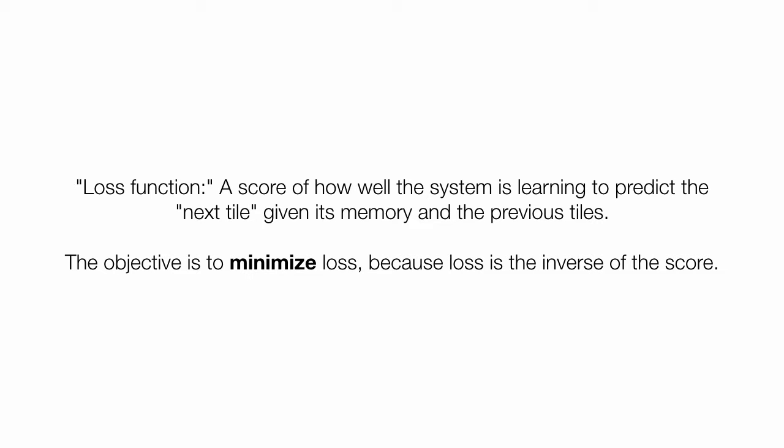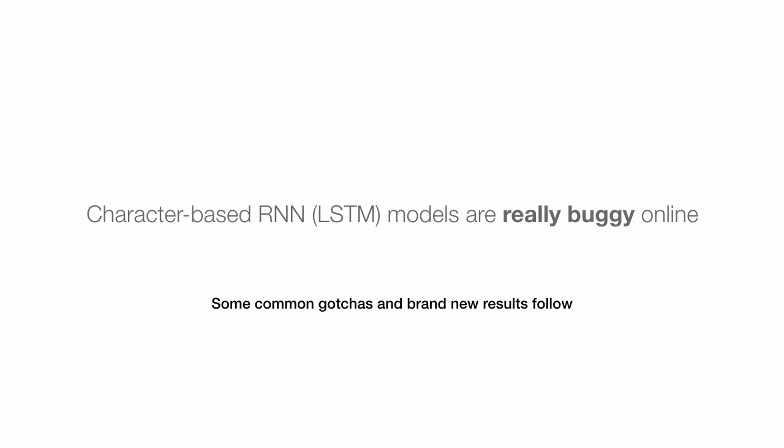There's something called a loss function. This is how you tell the score. How do you tell the computer how well it's doing? And I'm going to regularly say minimize loss. That means improve the score. That means make it do its job better.